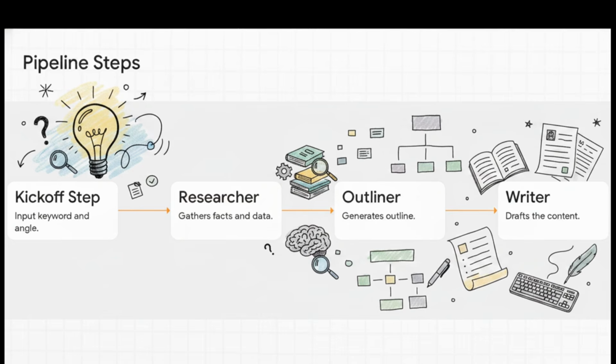First, you have the workflow kickoff, where you input your keyword and angle. That triggers the researcher agent to go out and gather facts. Then, the researcher's output becomes the vital input for the outliner agent. Once the outline is rock solid, it gets handed off to the writer agent. The output of one agent is the strict input for the next, making sure absolutely nothing gets skipped or confused along the way.